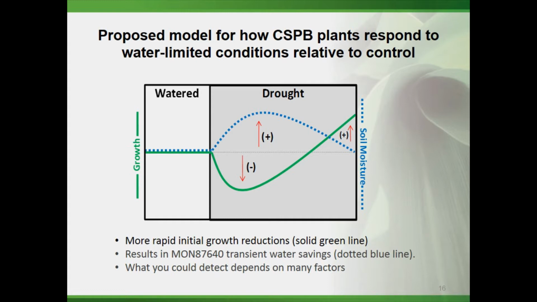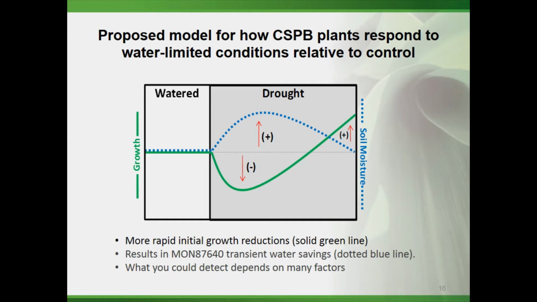So this is the control. Obviously this changes relative to this control line. There is some saving in water during that period. It's not very significant, but most likely it will help the plant later on if there's no rain. But in general, the growth rate itself is the mode of action of the CSPB protein.